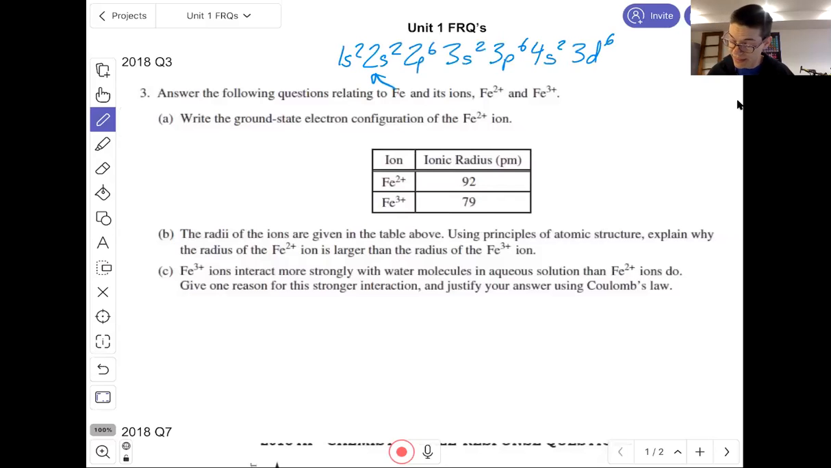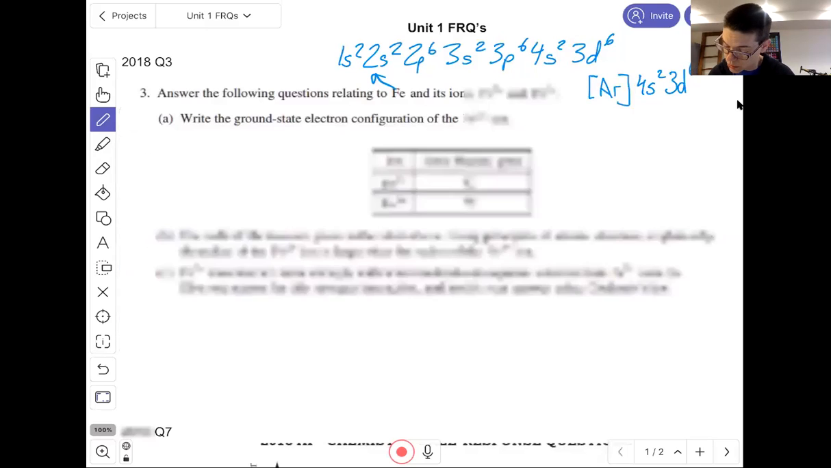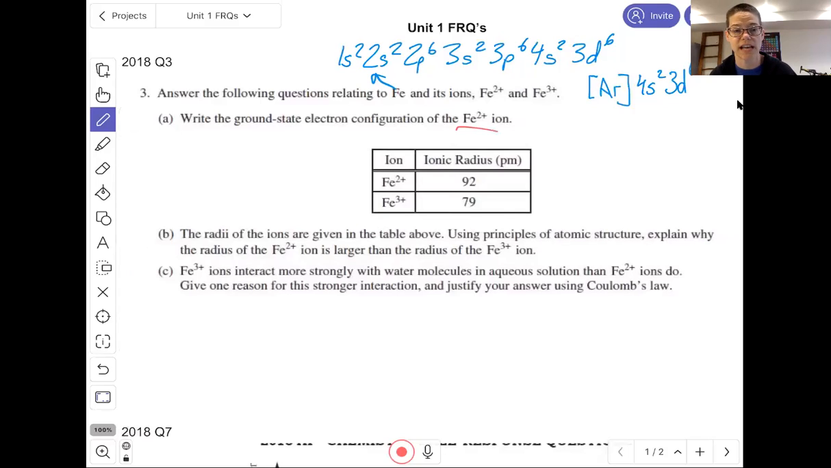So that up there is the electron configuration for iron, right? And then you could write that as argon 4s2 3d6. So that would be regular iron, but they're asking for the iron 2+ ion. So 2+ means what are you doing with electrons? Adding or taking away? Taking away. So we've got to take away 2. Which 2 are you going to take away? It's from the 3d6.